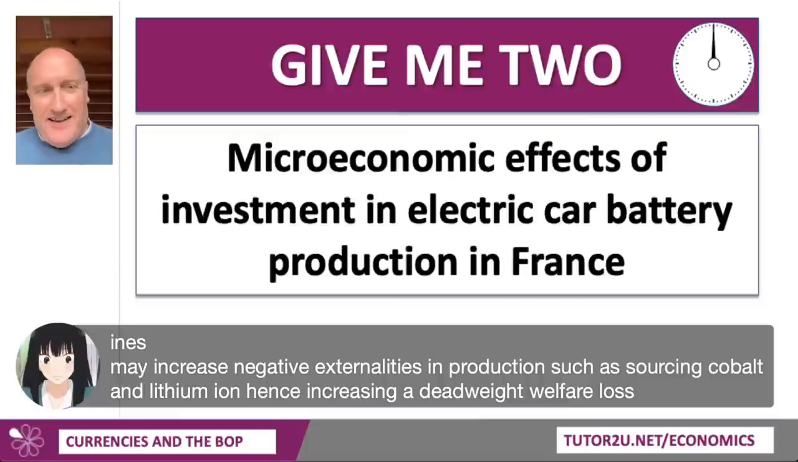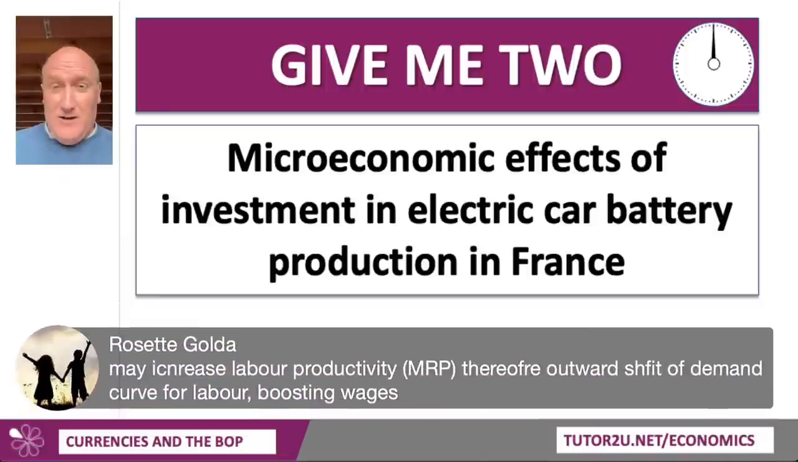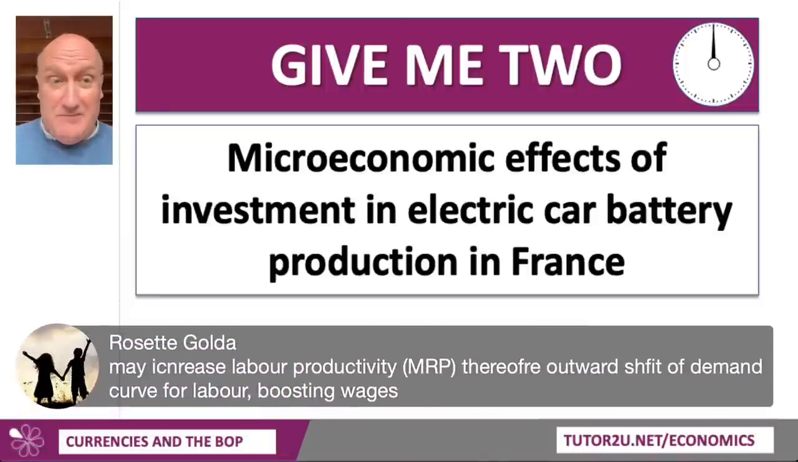Lovely. I like the fact that Innes and Rosetta both chose micro aspects. I think Innes is talking about the externalities effects. Really great point that although in theory electric cars are greener, you then have to ask the evaluative question, where does the energy come from, what are the externalities from the battery's production?